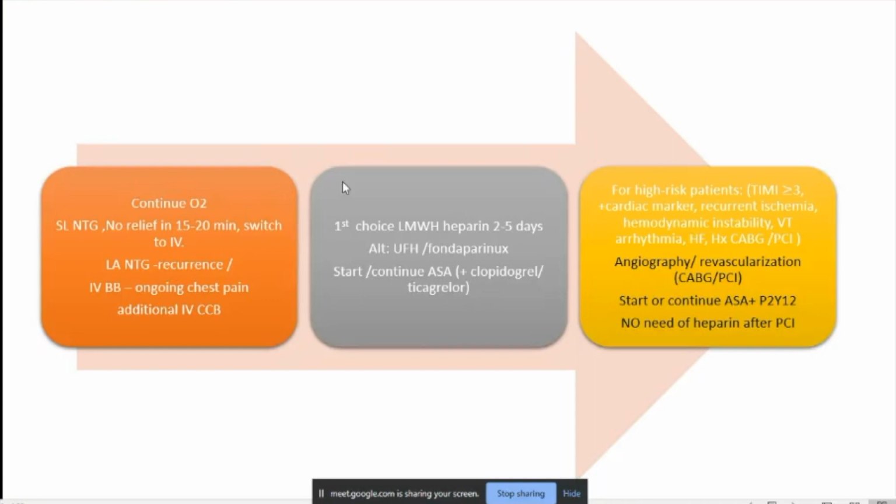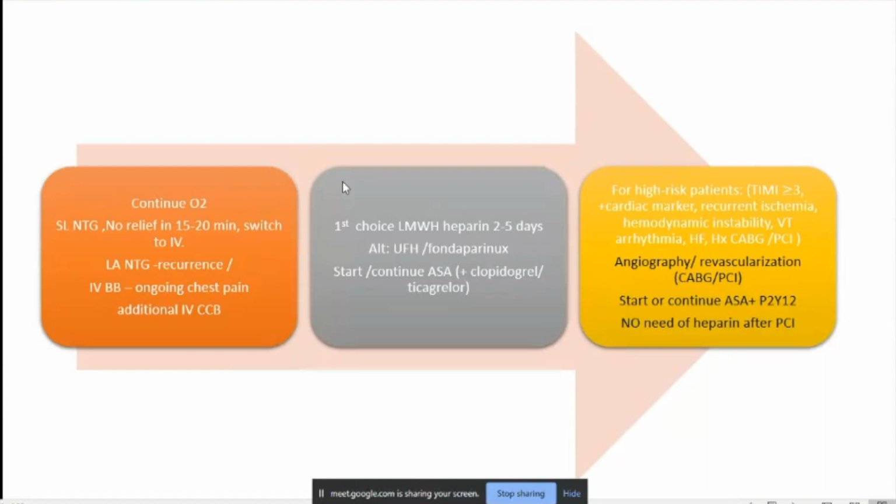So we said, if you guys remember, in HIT we use the alternative. First, the best evidence is for fondaparinux, right? So we use it in HIT. So again, it's really important. The first choice is low molecular weight heparin for 2 to 5 days. Then we use the alternatives, unfractionated heparin and fondaparinux. And now we start or continue the aspirin with clopidogrel or ticagrelor.